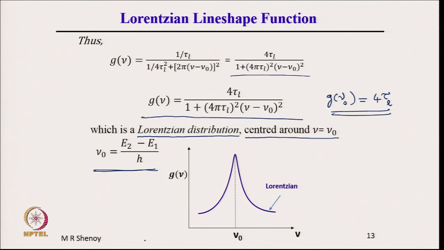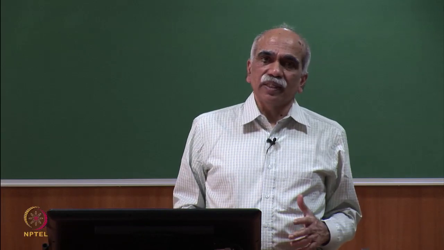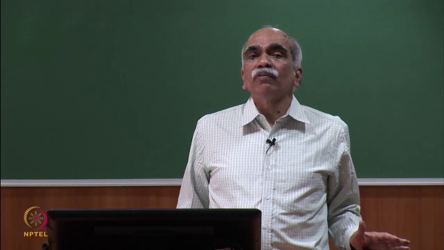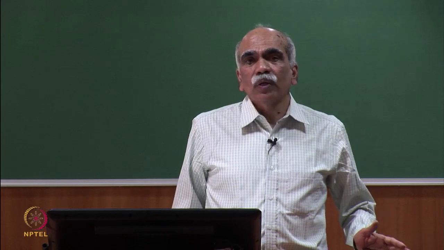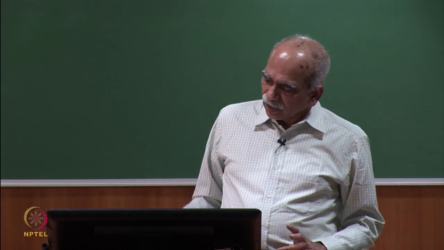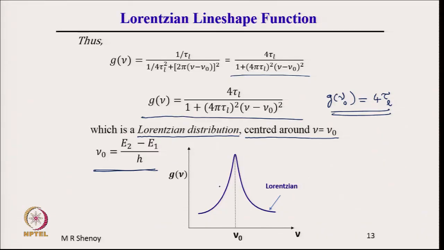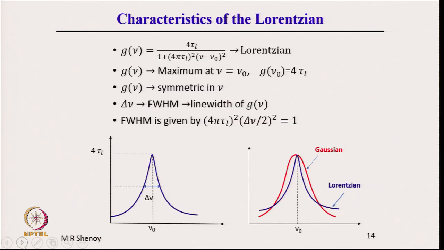So, the lifetime broadening, which is a homogeneous broadening, is characterized by a Lorentzian, which means the shape of g of nu is a Lorentzian function. Now, we are interested of course in finding out the full width at half maximum of the Lorentzian. That will give us an idea, because the bandwidth is proportional to this. Bandwidth will depend on the full width at half maximum, and let us see the full width at half maximum.